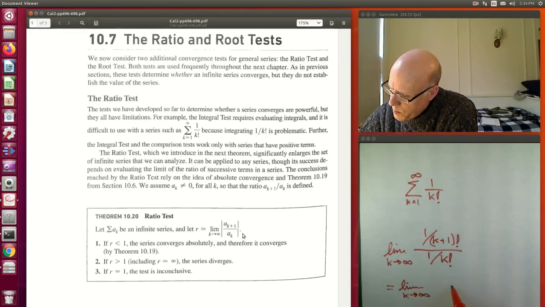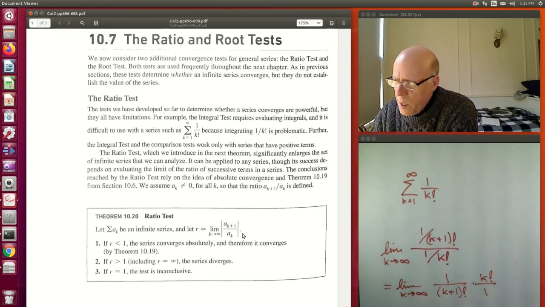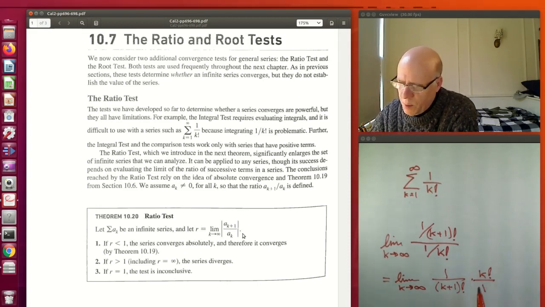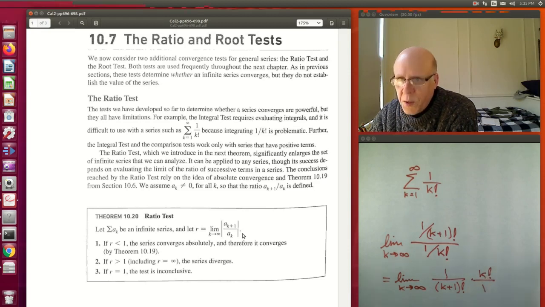And if we multiply by the reciprocal, instead of dividing by the original, we end up with 1 over k plus 1 factorial times k factorial over 1. All right, and this is best thought of as expanded out. Remember, this is the product from k all the way down to 1. And this is starting at k plus 1 and going all the way down to 1. This k plus 1 factorial includes all the terms that are in k factorial, and then that one extra one, it's k plus 1.